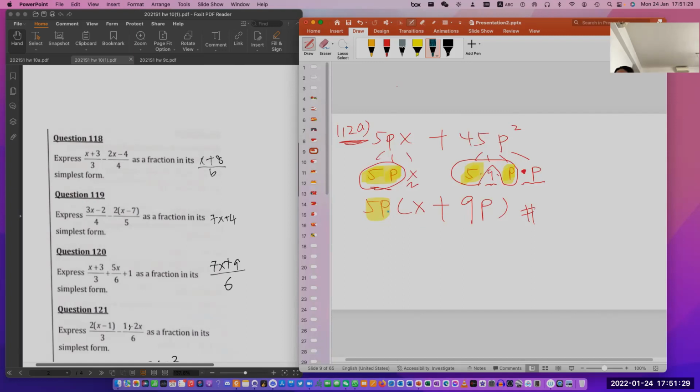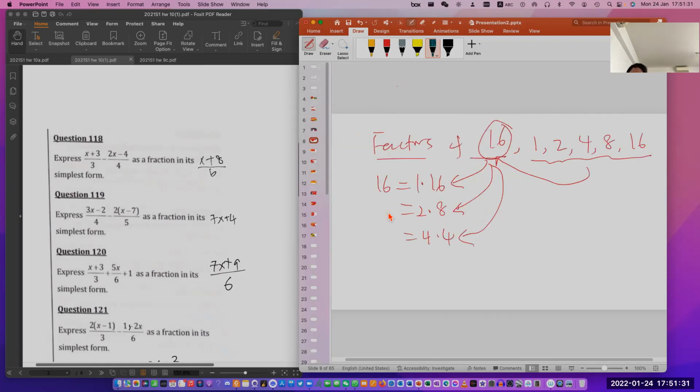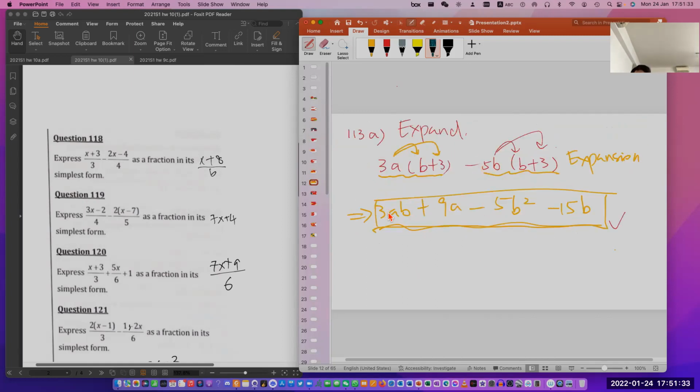And the concept of expansion, which is discussed here. I mean, expansion means open the brackets, expand it. So when you expand it, you end up with more terms. Can you see? You end up with more terms.